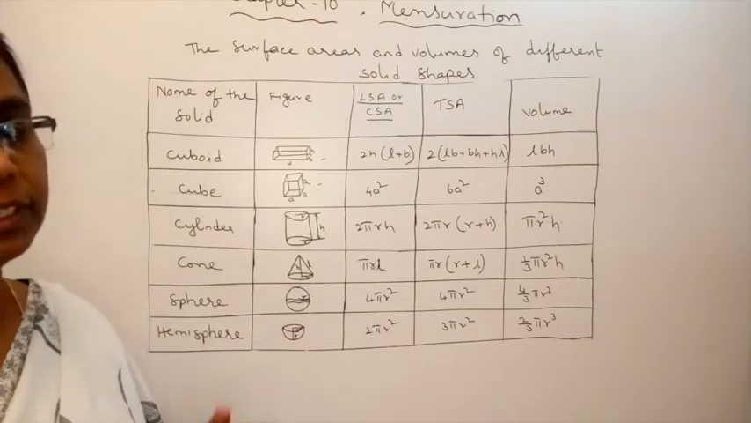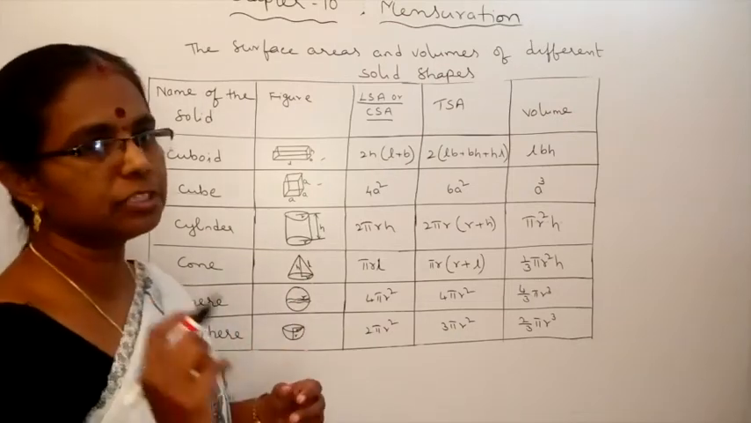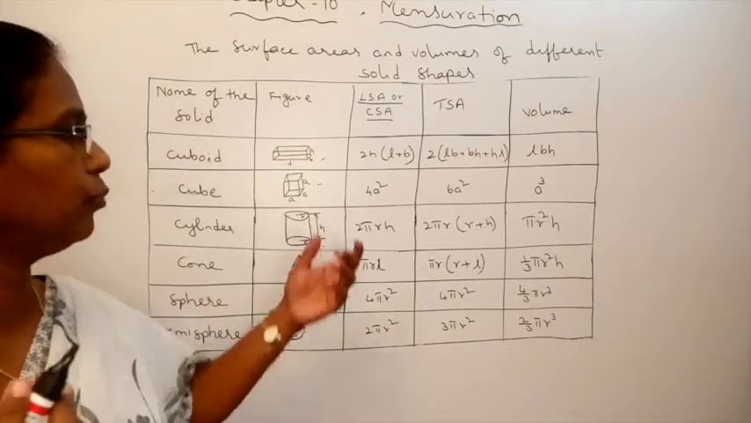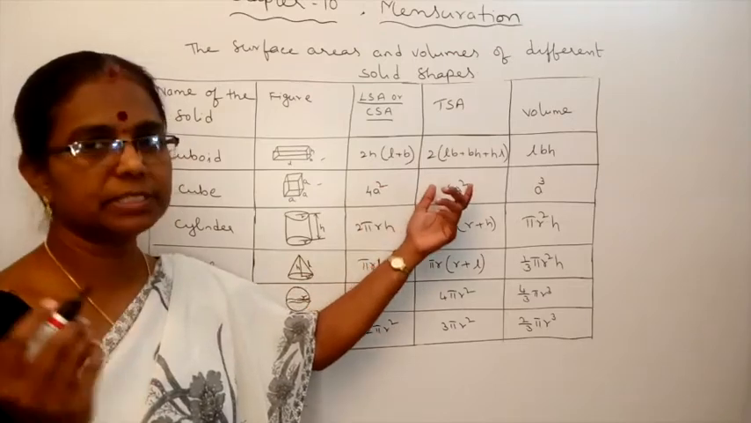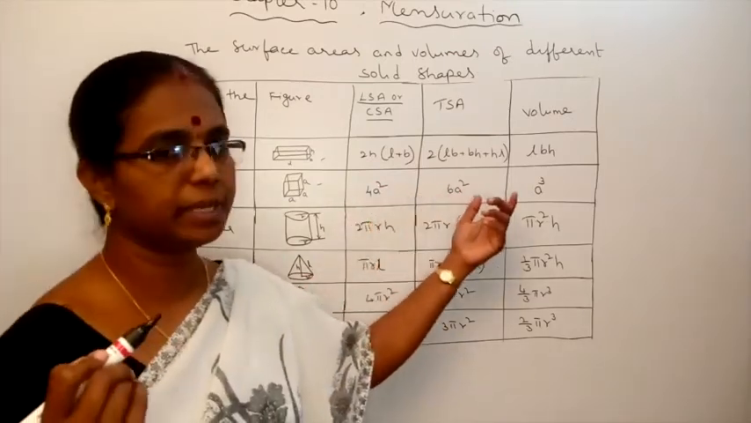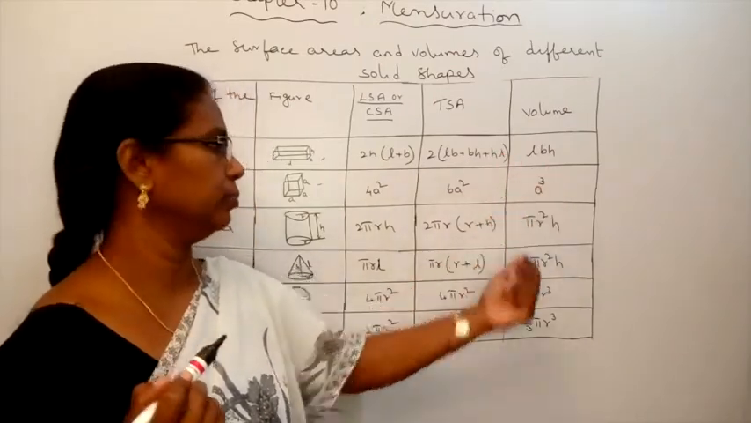Now cube. Cube means all sides are equal. It has 6 faces. Then LSA means 4 walls. Each wall is A square, A square, A square, A square, so 4A square. TSA is 6A square, meaning 6 areas: top, bottom and 4 sides. Volume is area into height, A square into A, which is A cube.